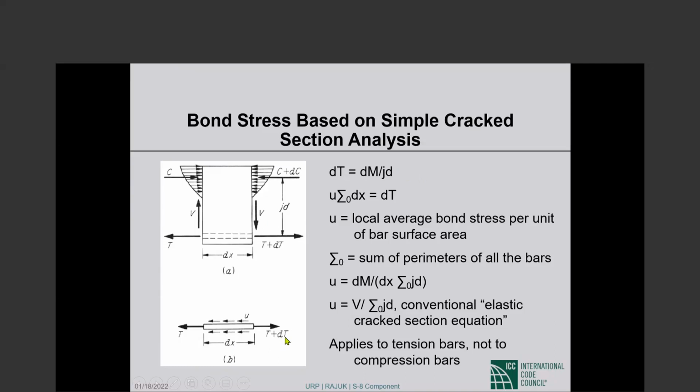dT, the incremental tension, is the bond stress u times the total perimeter of all the bars. That's what sigma sub 0 indicates, the sum of the perimeters of all the bars, times dx. So dx is the length, and sigma sub 0 is the total perimeter. So sigma sub 0 times dx is the total area over which the bond stress acts. If we multiply sigma sub 0 dx by u, we find the total bond force that has to equal the incremental tension dT. So this equation is actually the equation of horizontal equilibrium for the free body diagram at the bottom.